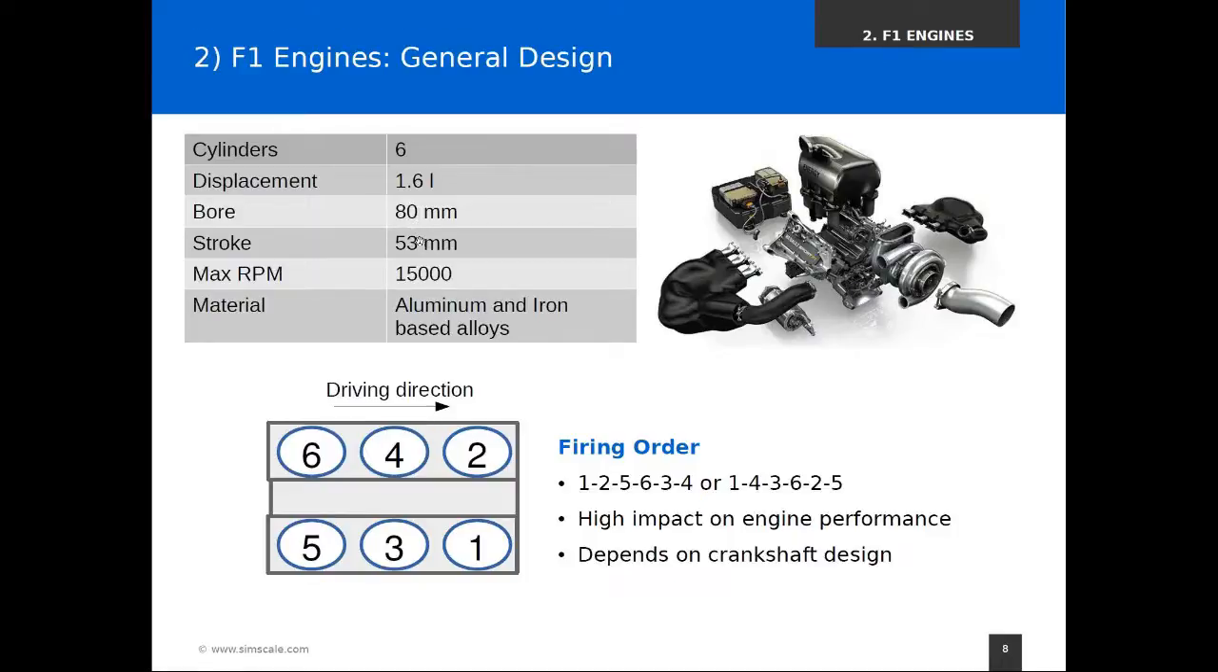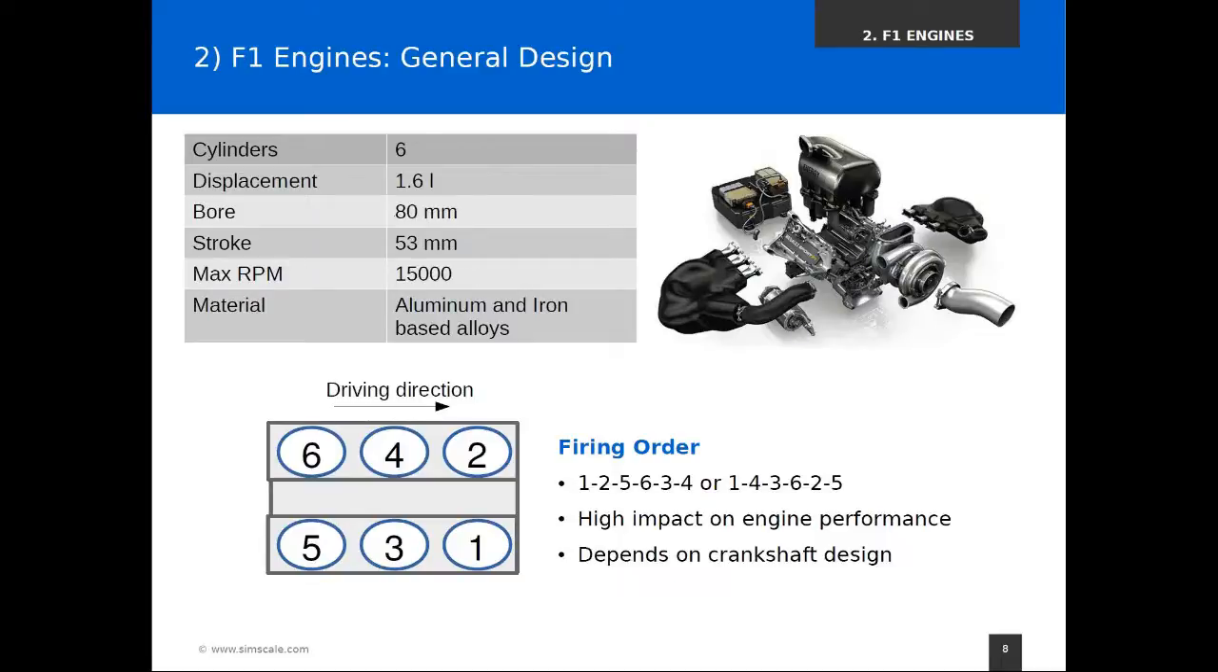And the reason why we do that is that we have very high RPMs, very high revolution counts, and if the stroke would be too large, we would have very high piston velocities, and this in turn would increase the loads on our entire engine assembly so much. So in order to achieve high RPMs, we have a larger bore but a smaller stroke. The maximum RPM are limited to 15,000.